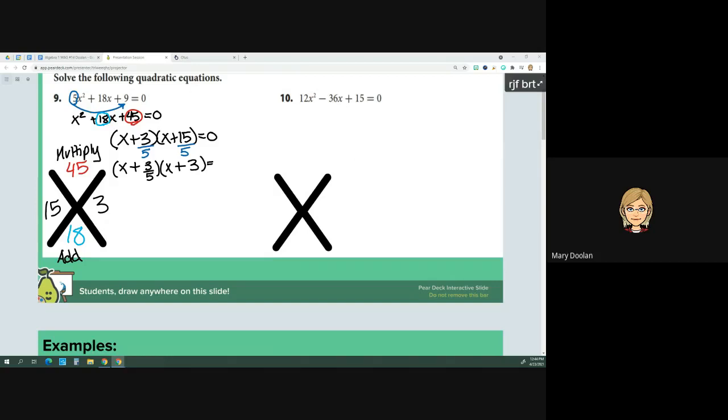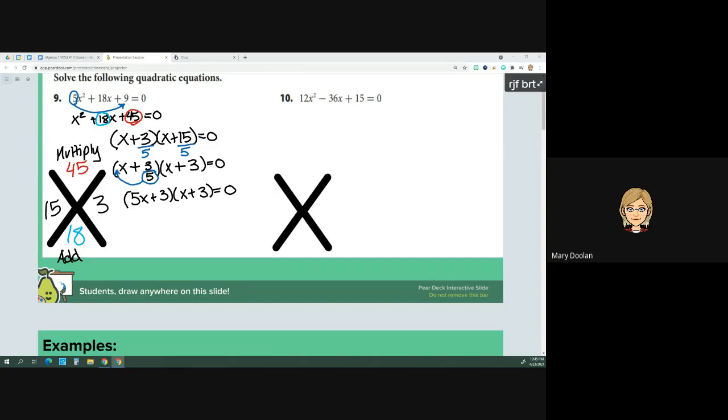All right. And then the last step of the bottom-up method is to look for any numbers left in a fraction in the denominator. There's a 5 here. So we're going to take it from the bottom and move it up. So we have now completely factored. We have 5x plus 3 times x plus 3 equals 0.